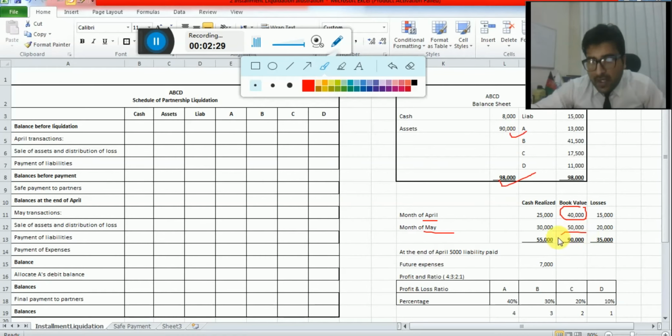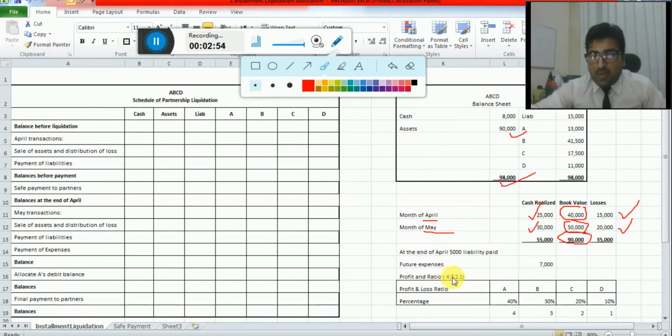Out of this 90,000, 40,000 are sold for 25,000, so we have 15,000 in losses in the first month. And out of the 90,000, 50,000 are sold, for how much? For 30,000, so we have 20,000 in losses in the second month. So it means the business is liquidated here in 2 months.